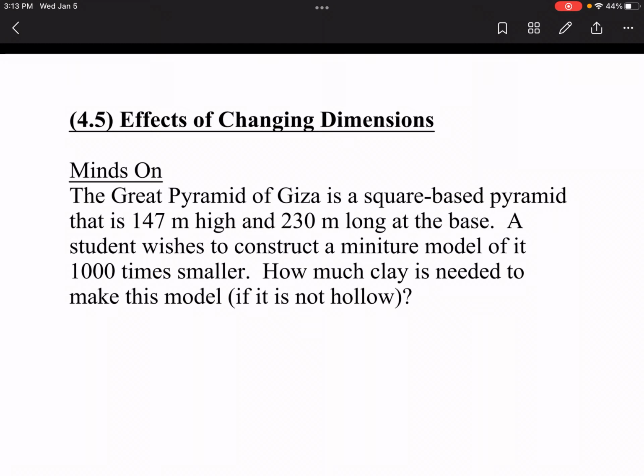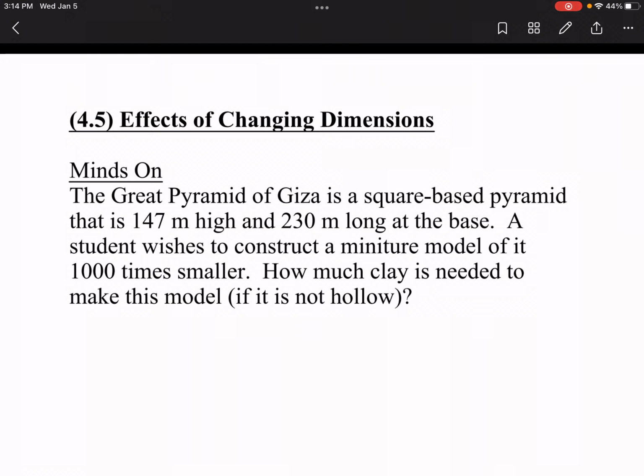The Minds-On activity shows that the Great Pyramid of Giza is a square-based pyramid that is 147 meters high and 230 meters long at the base. A student wishes to construct the same kind of shape as a miniature model of it, 1,000 times smaller. In other words, the dimensions are 1,000 times smaller than the original. How much clay is going to be needed to make this model, assuming that the model is not hollow?